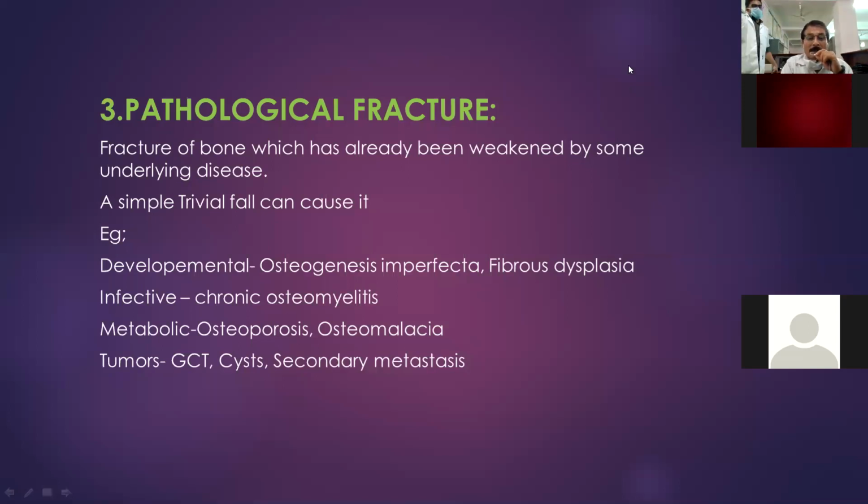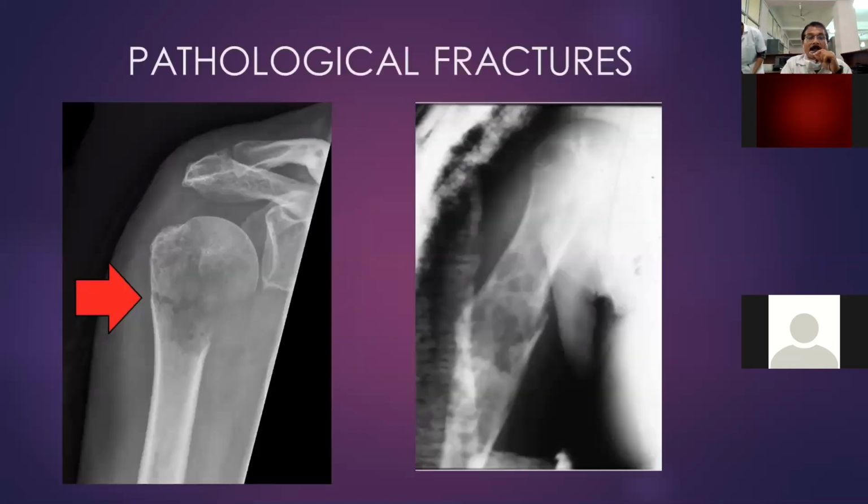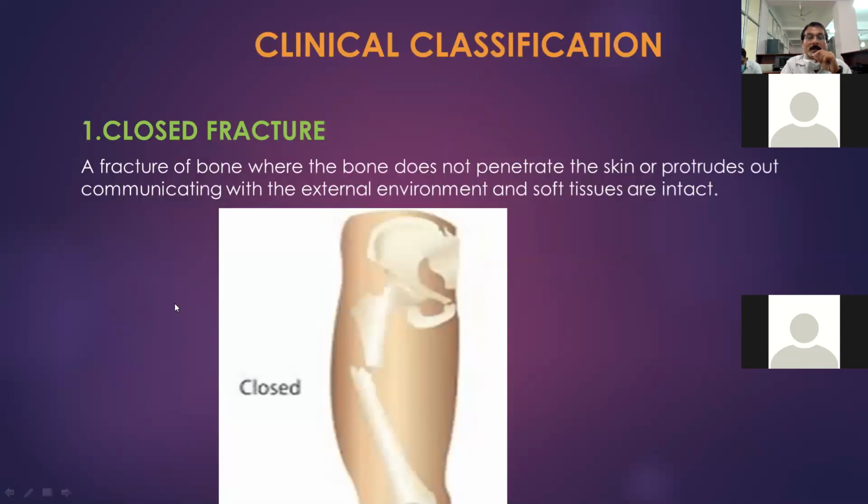So that is called pathological fracture. This is an example of pathological fracture, where the condition has already weakened the bone to such an extent that a trivial fall has led to the fracture. That is called pathological fracture.